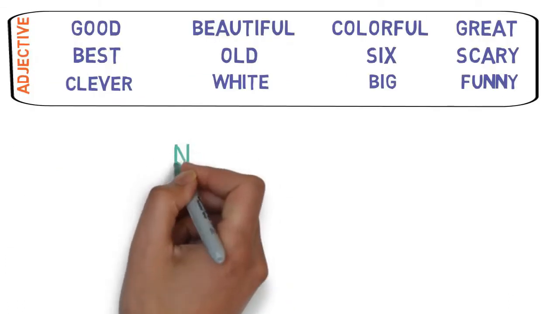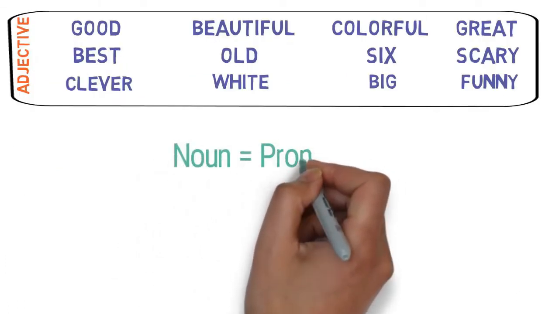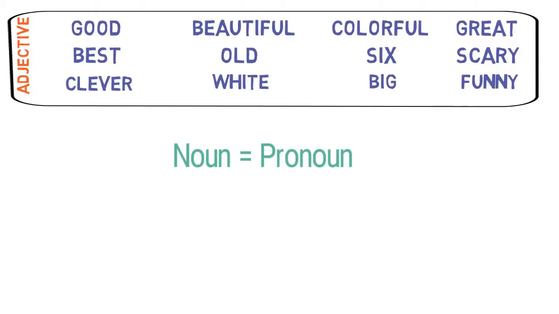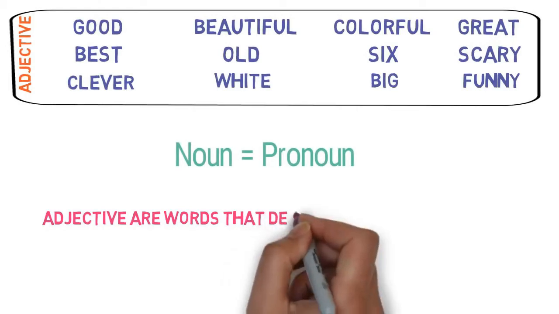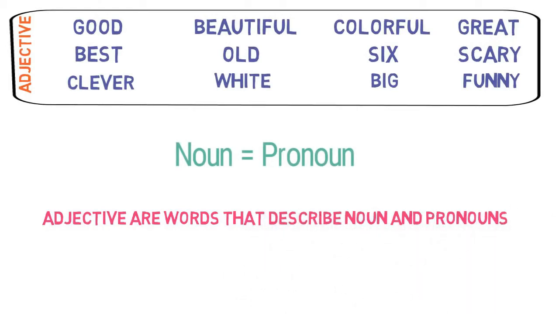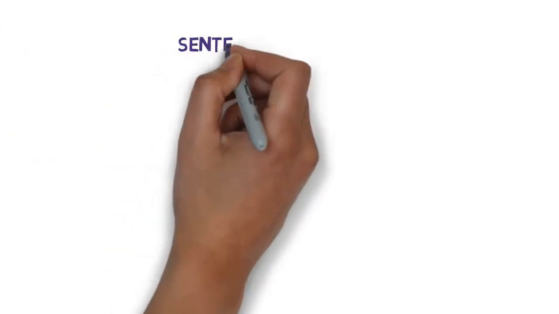Also note that nouns and pronouns are technically the same. Pronouns are just a replacement for nouns. We have already discussed them in our previous videos. So we can say adjectives are the words that describe nouns and pronouns both. Now let's look into some sentence examples to make things even clearer.